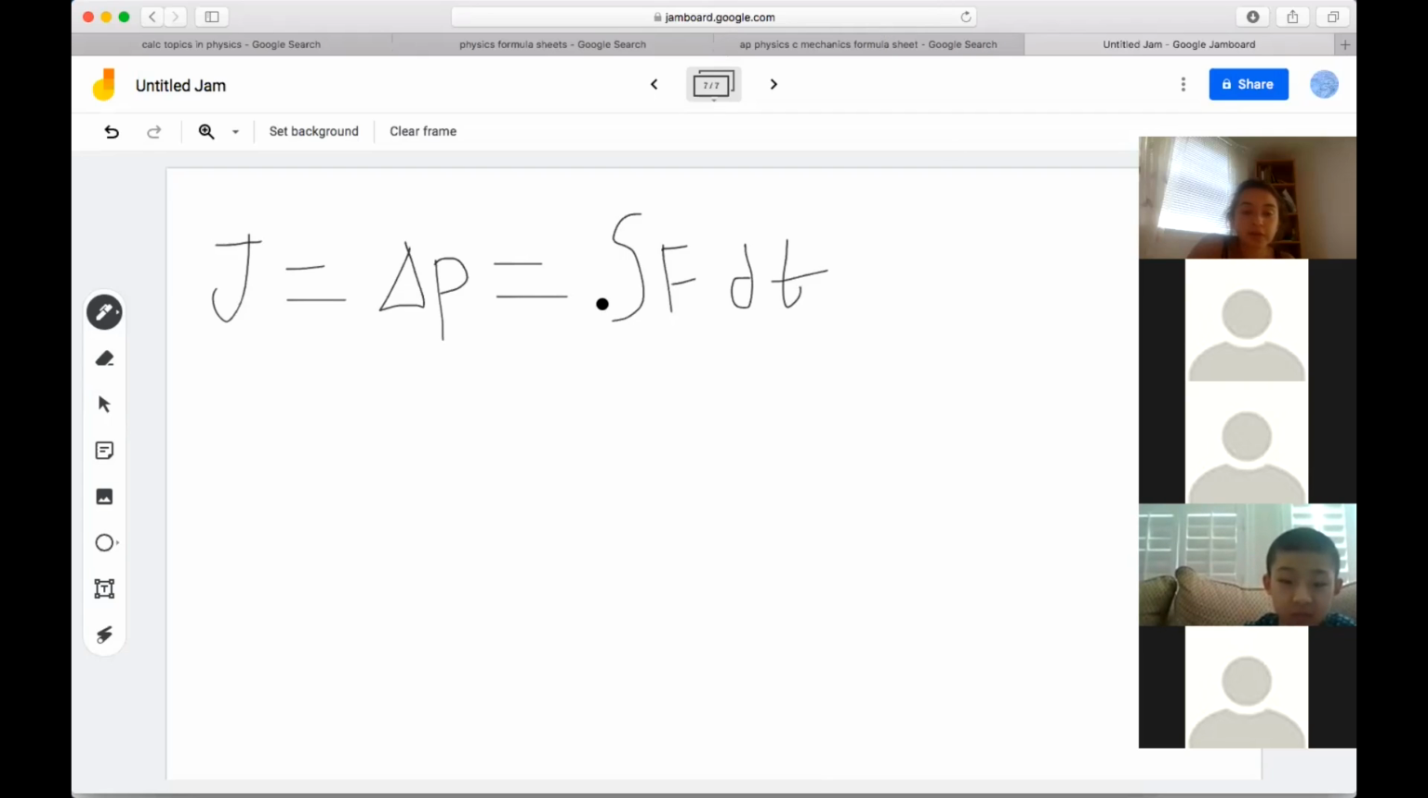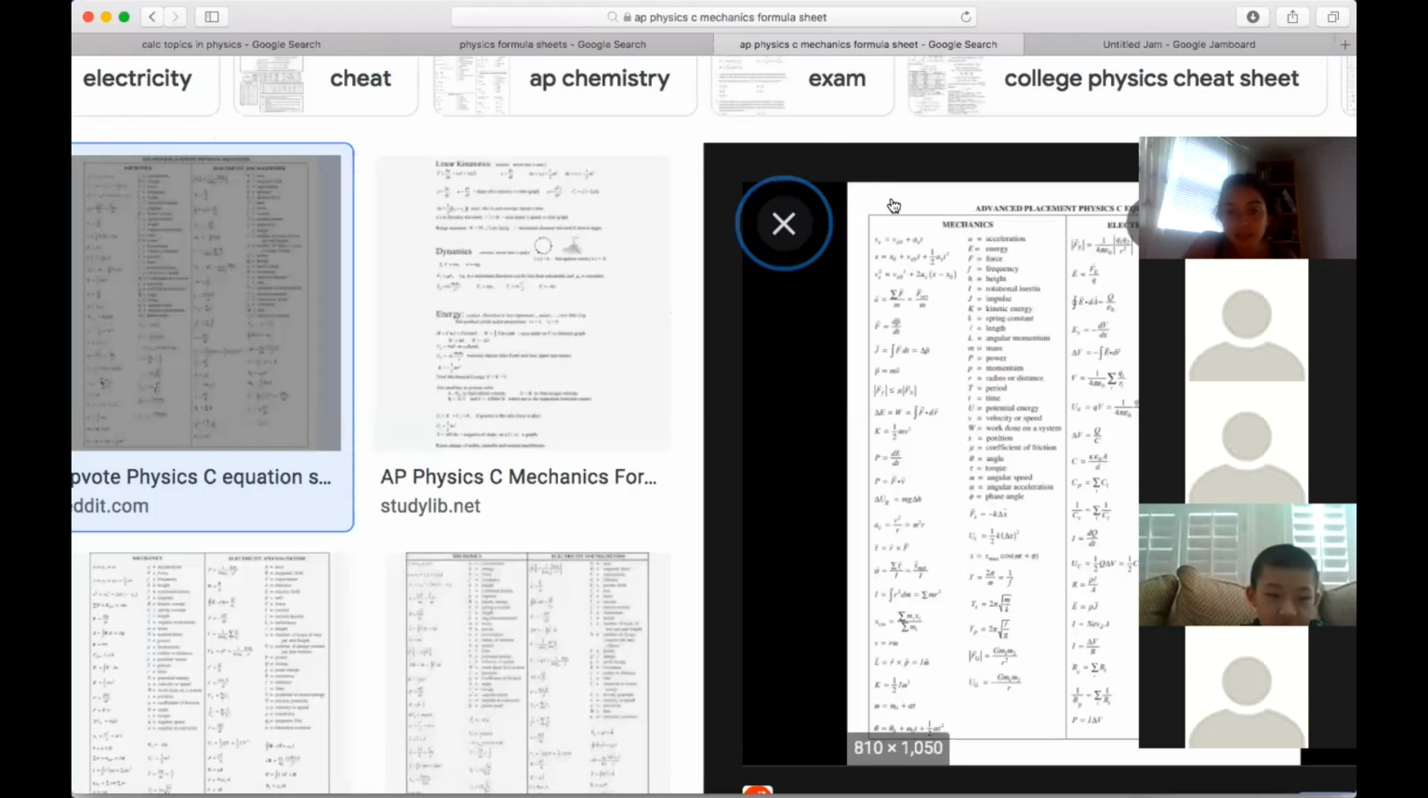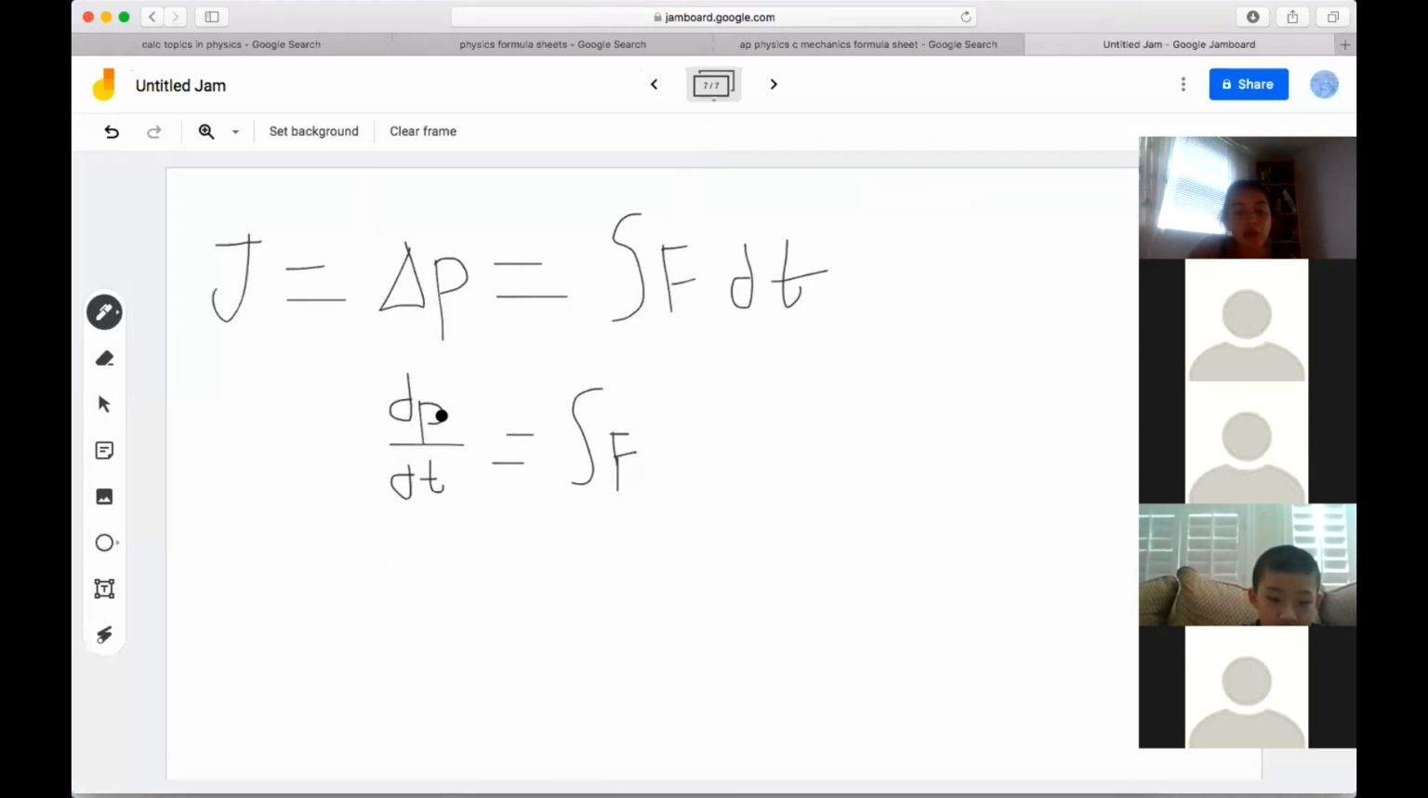So basically what you're going to have to know here is that if you have a force graph, the integral is the J. So in this case, more frequently you have dp over dt, the change in momentum, equals the integral of force. And as you can see, it's a simple connection and you won't have to do much to find it. If you just have the momentum, you can take the derivative, and then to find the integral.